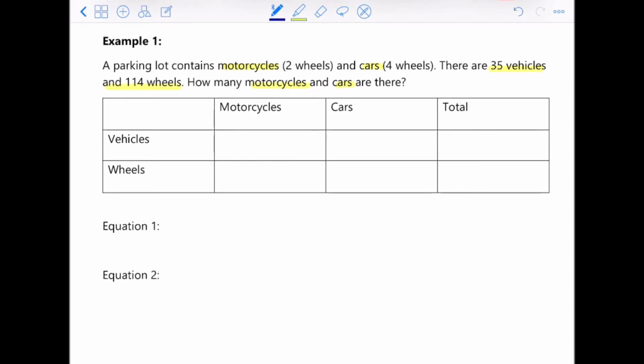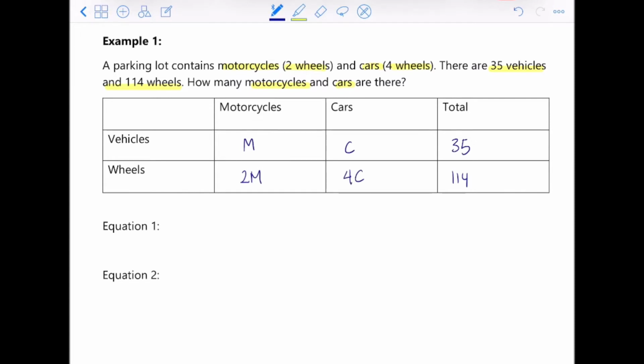So we know the total number of vehicles will be 35, and the number of wheels will be 114. We're looking for how many motorcycles and cars there are, so I'll note it as M for number of motorcycles and C for number of cars. When calculating the number of wheels, there are 2 wheels per motorcycle, so I multiply by 2, and 4 wheels per car, so 4 times C.